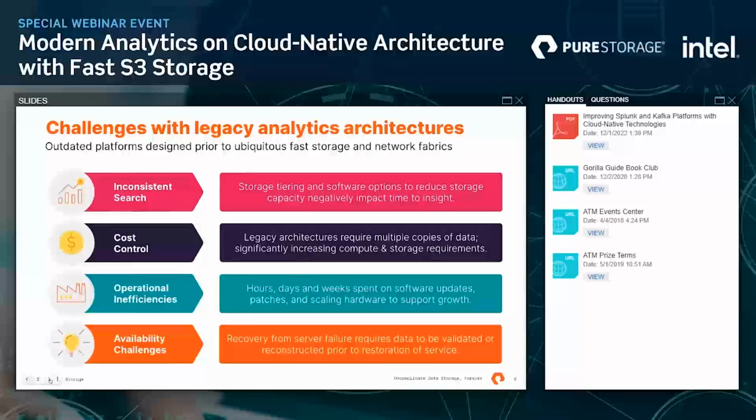And we also hear customers talk about the challenge from node or server failure, where data has to be validated or reconstructed to return to the cluster. As analytics becomes more and more critical to the business, what was once acceptable is no longer the case.